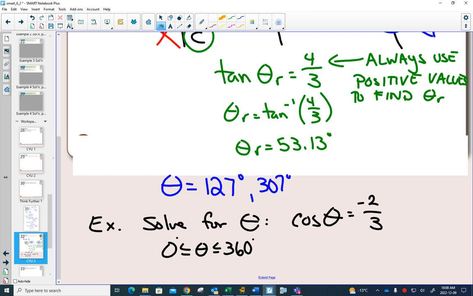And in these questions, they will often tell you what you have to look at. Most of the time, they'll say theta is between 0 and 360, meaning that you're going all the way around the circle once. Sometimes they say only look between 0 and 180, or only look between 0 and 90. In grade 12, they go all over the place. Sometimes they say only look between negative 720 and negative 360.